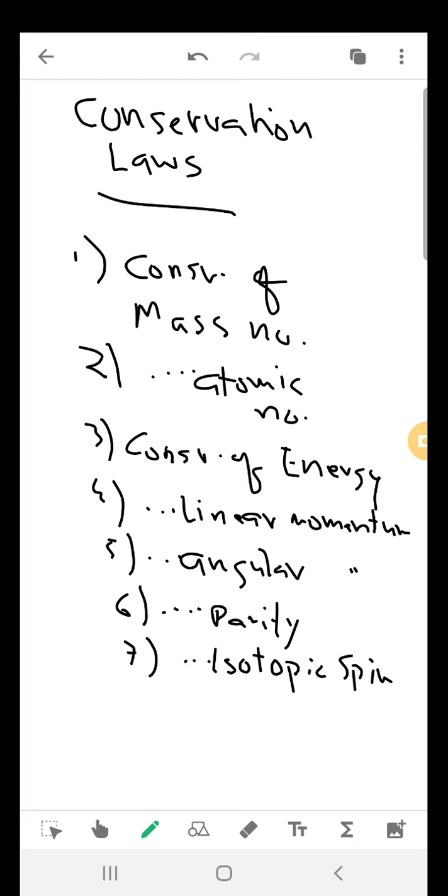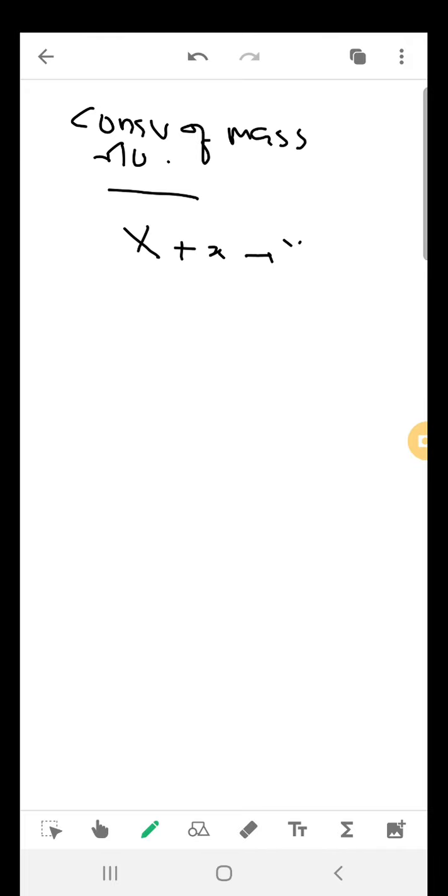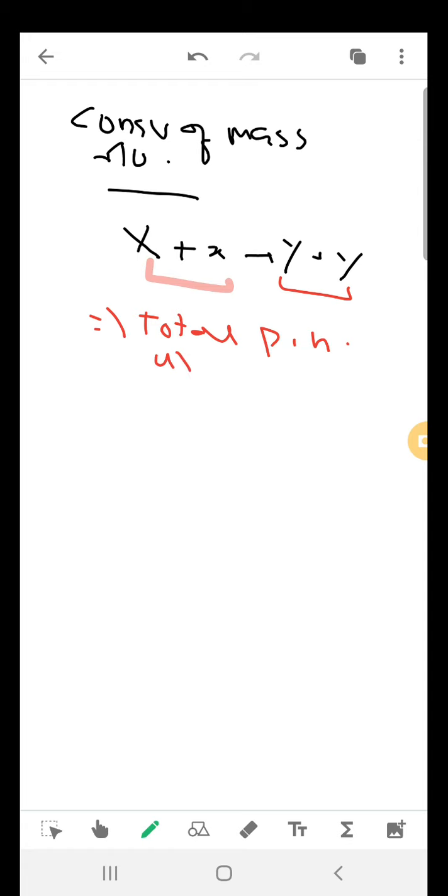Now, the conservation of mass number: suppose there is an interaction X plus x giving rise to Y plus y. The sum of the mass numbers of X and x shall be equal to that of Y plus y. That means the total protons and neutrons in a nuclear interaction remain unchanged before and after the reaction. So this is the first conservation law.